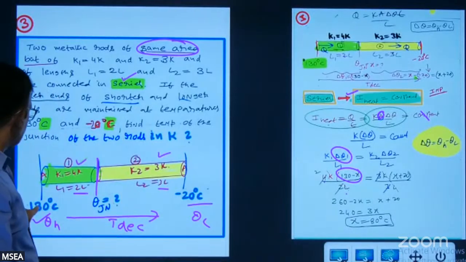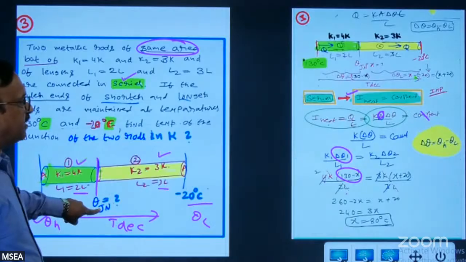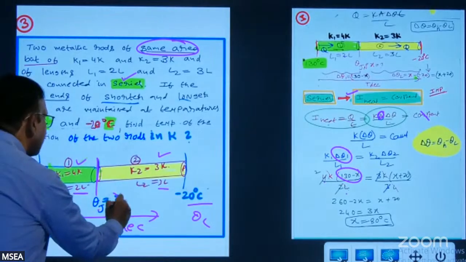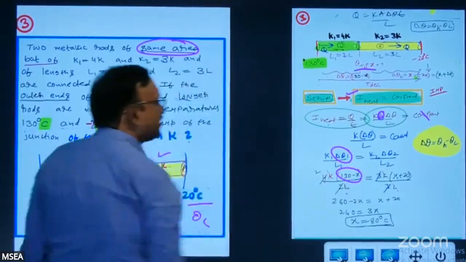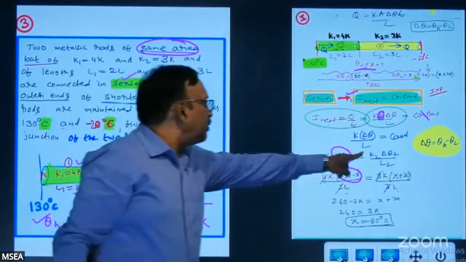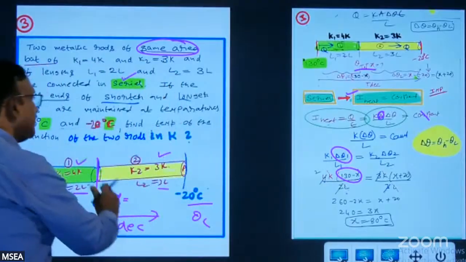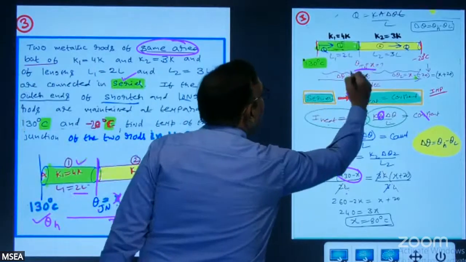High minus low means 130 minus theta of the junction. Okay, theta of the junction, if you call it x there, so we have written 130 minus x. Similarly, K2, L2 you can write. Delta theta 2 means is once again high minus low.